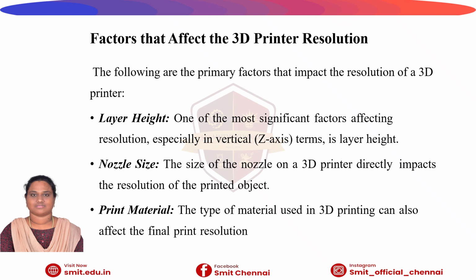Next one is nozzle size. The size of the nozzle on the 3D printer directly impacts the resolution of the printed object. A smaller nozzle diameter can deposit material more precisely, allowing for finer details and sharper edges in the finished product. Finally, print material. Different materials have different properties such as viscosity, melting point and tensile strength that can affect how accurately the printer can deposit the material and maintain the desired level of detail.